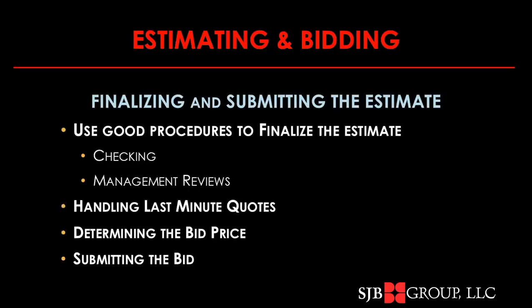Hang in there, folks. We're now at our 5th of the 6 big overview points. We're now to the finalizing and submitting of the bid estimate. We want to use good procedures to finalize the estimate. We want to handle our last minute quotes. We need to determine the final bid price, and we need to follow through on the submission of the bid. Some of our good procedures for finalizing the estimate are checking that estimate, and another form of checking that estimate called management reviews.